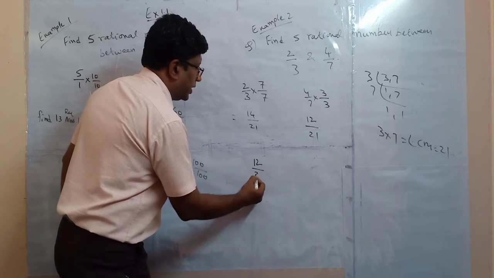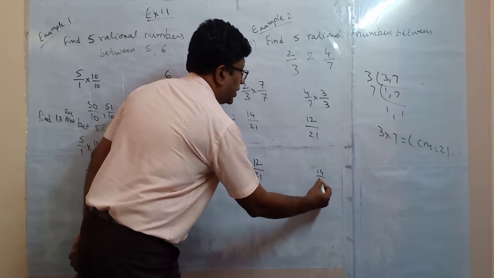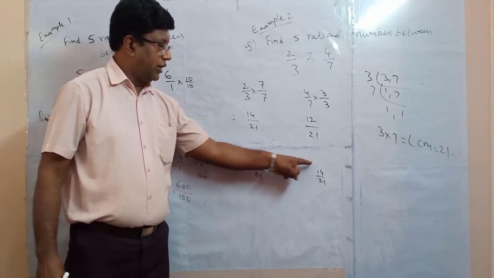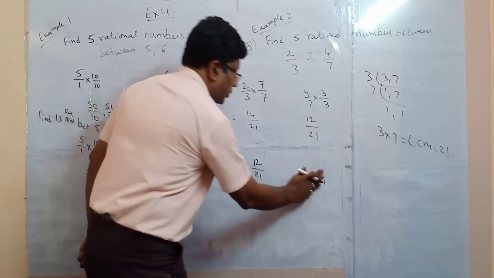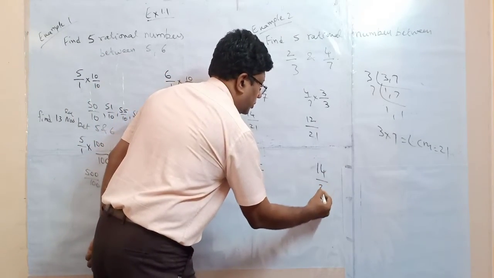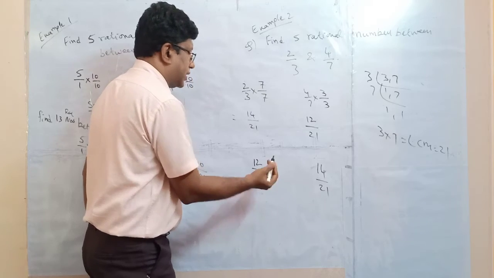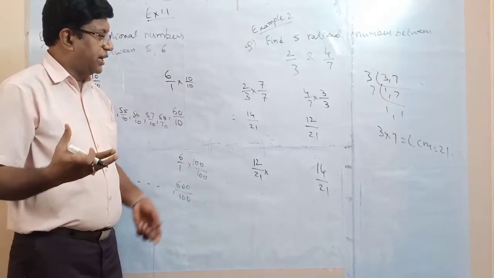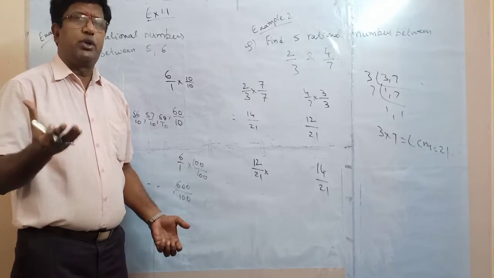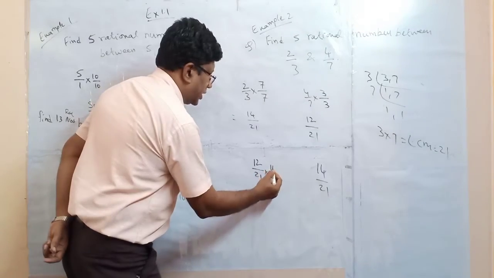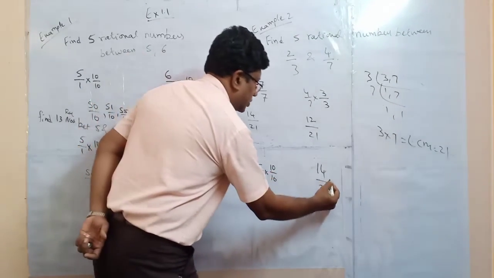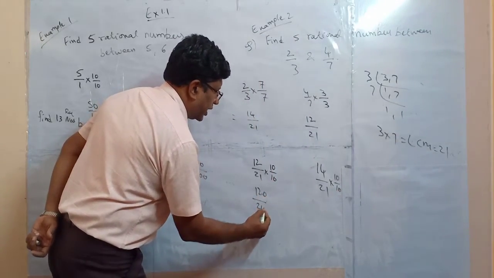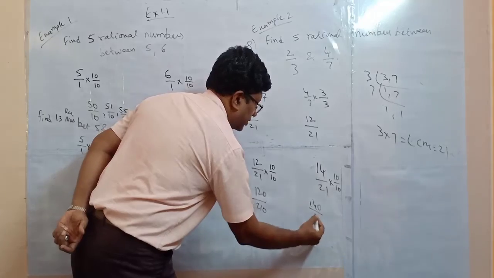First write down this 12 by 21, 14 by 21. Because we don't have 5 numbers, there is only one number between 12 and 14, that is 13. So what do I do? I have to multiply with some bigger number, since we want at least 5 numbers. I'll choose the smallest 2-digit number, that is 10. So 10 by 10, here also 10 by 10, and we get 120 by 210, here 140 by 210.